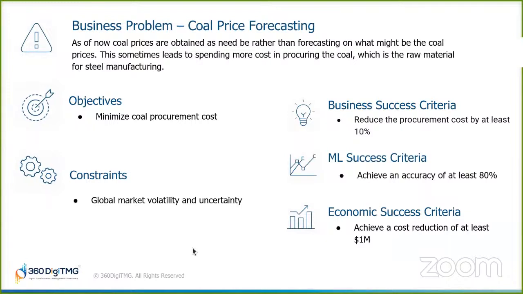Of course, we will have business success criteria. Reduce the procurement cost by 10%. The business success criteria is that we have to achieve an accuracy of at least 20%, so that our client, including us, will be satisfied with the critical numbers. And we also have to look into the savings condition as well. They have to achieve at least $1 million. This is the problem that we are going to deal with.